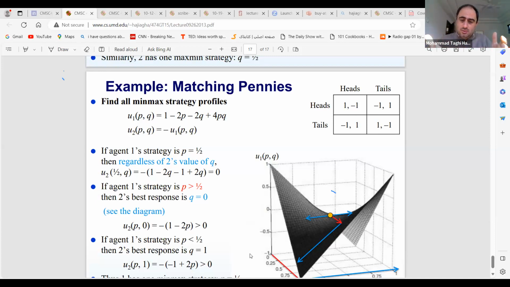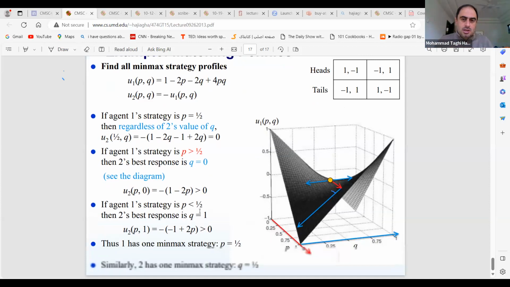Using that, you can show that there is a minimax, maximin and Nash equilibrium. There is only one point, this saddle point, and there are no other strategies for minimax or maximin or Nash equilibrium. So there is only one, and what is that? It is 1/2 heads and 1/2 tails. That's the one, and I'm finishing here.